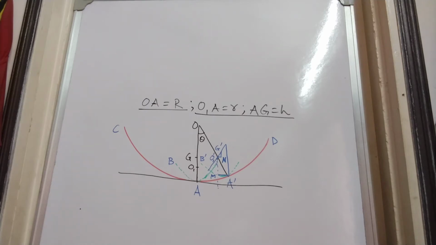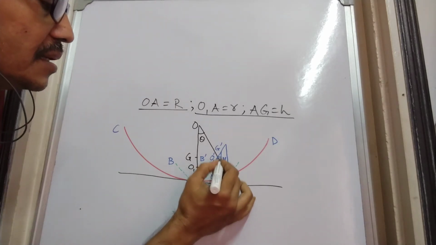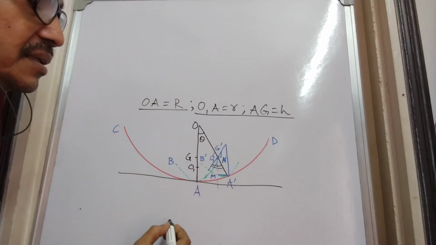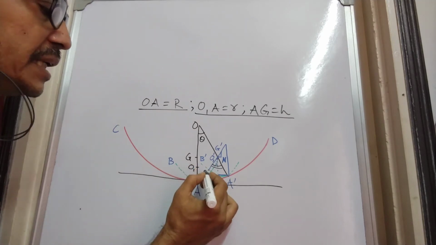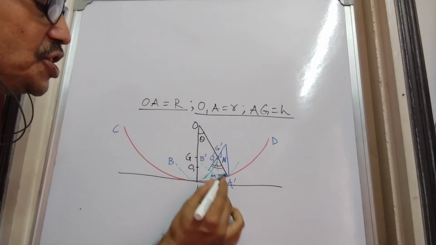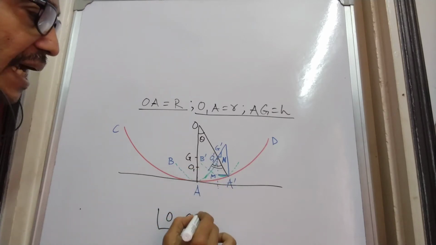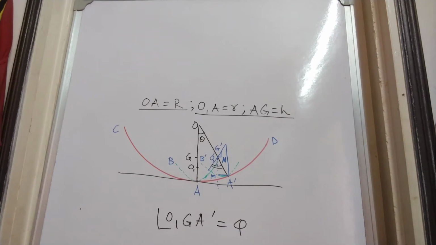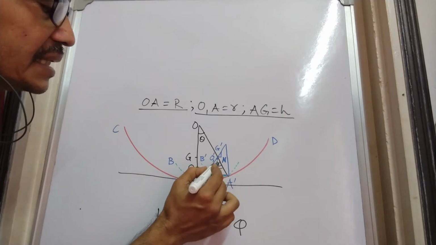So we can easily see that this whole angle is phi. Let's name it phi, this one. Let us name this angle O1 prime G A prime, angle O1 prime G and A prime. This is phi. And since this is theta, you can easily measure that this is also theta.